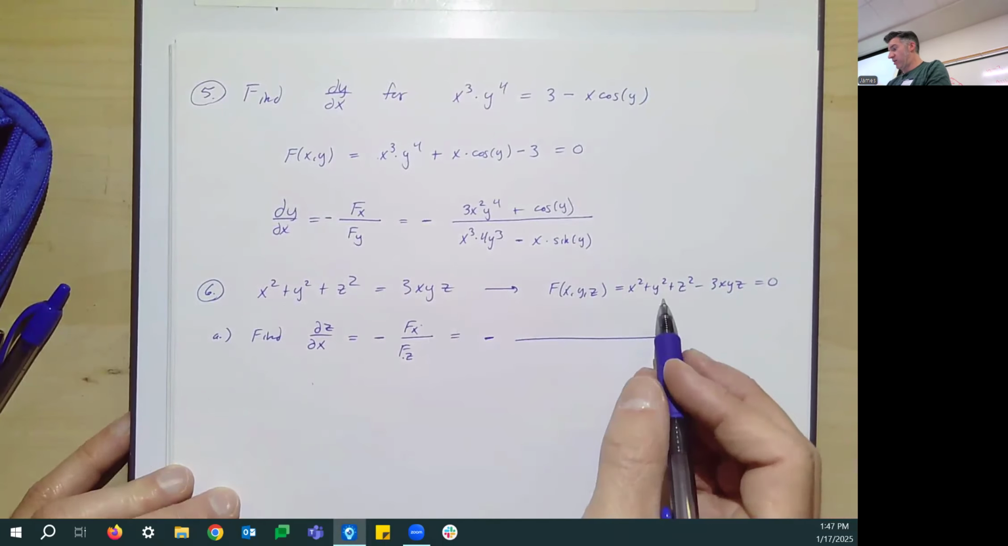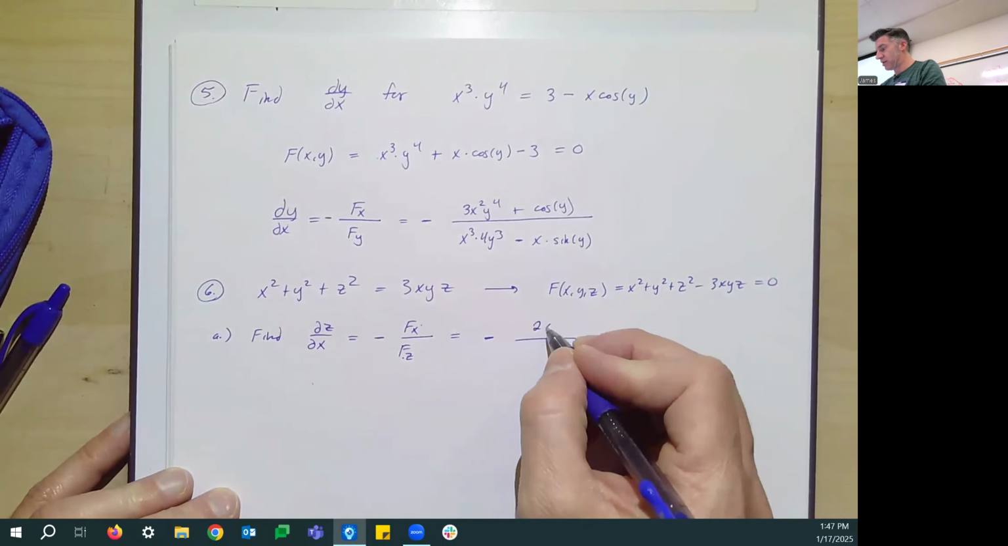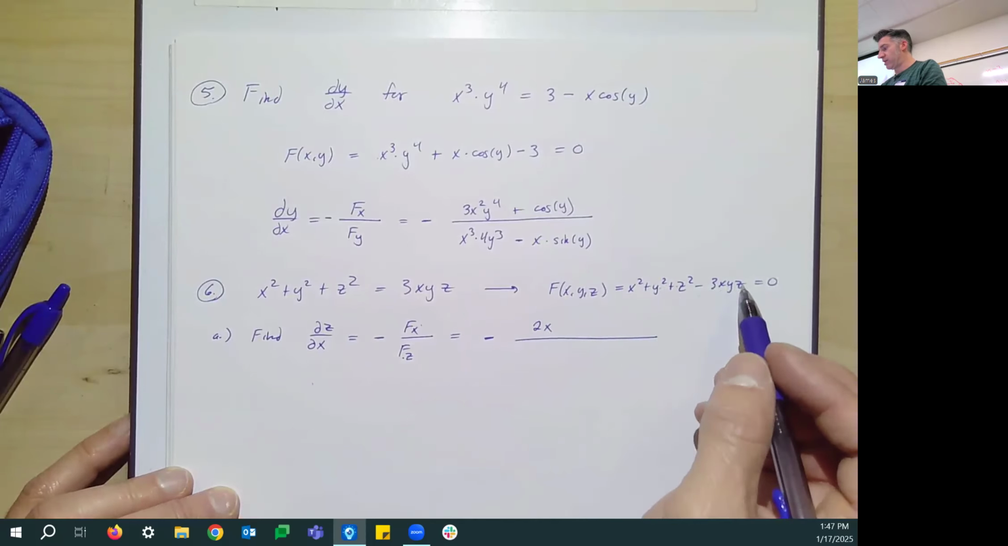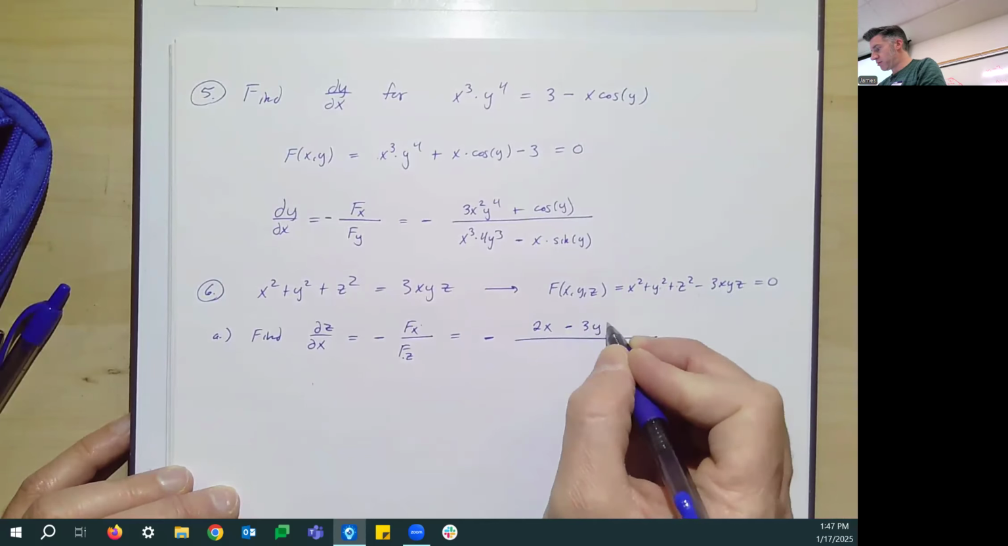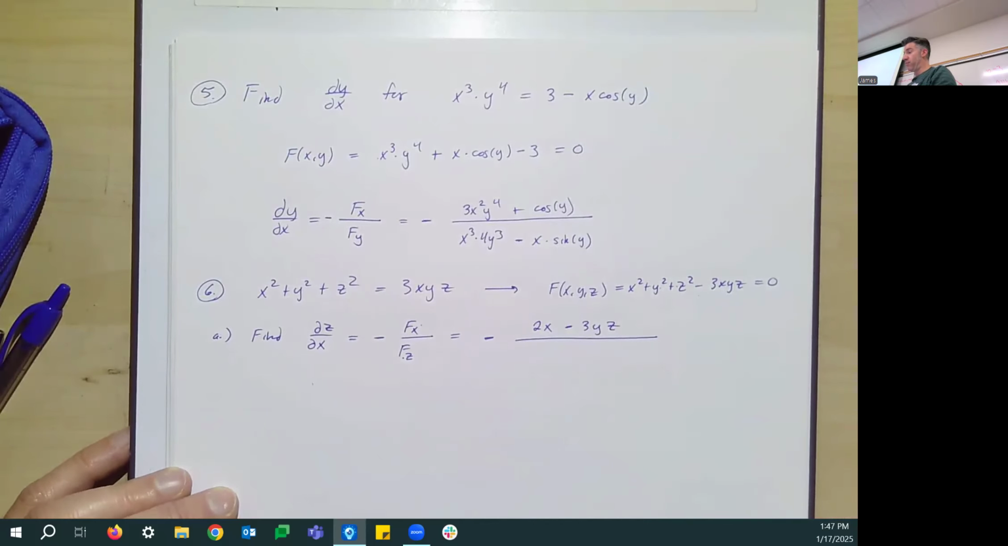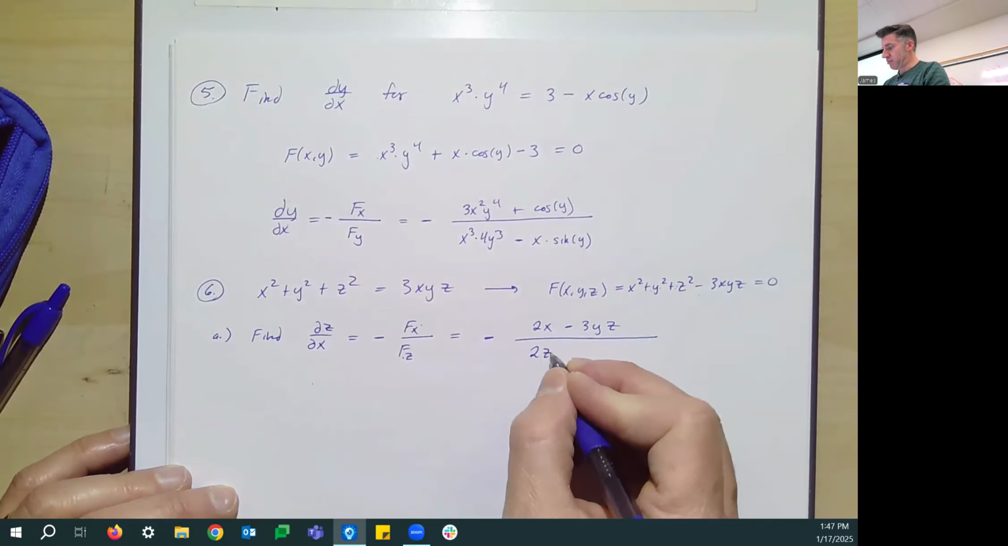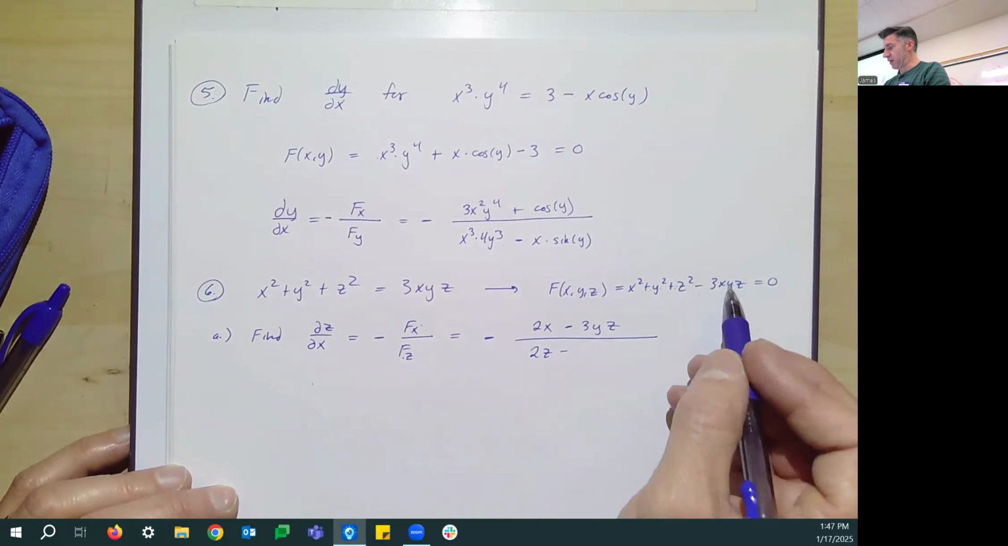Let's see, fx is the partial with respect to x, so it's going to be 2x plus 0 minus 3 times 1 times y times z. On the bottom, fz is going to be 0 plus 0 plus 2z minus 3 times x times y times 1.